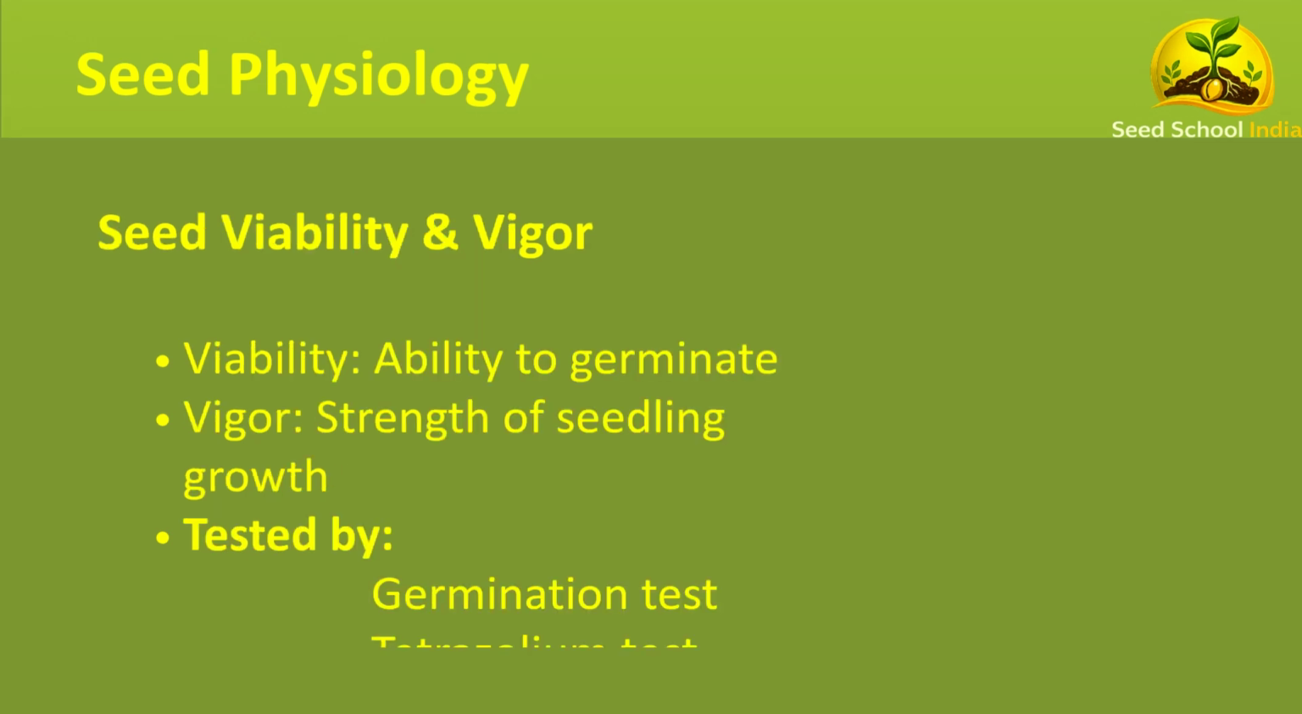Not all seeds are equal. Seed viability refers to the ability of a seed to germinate, while vigor indicates the strength and uniformity of seedlings and the speed of seedling growth. High vigor seeds produce uniform and healthy crops. Tests like germination tests and tetrazolium tests help evaluate seed quality.